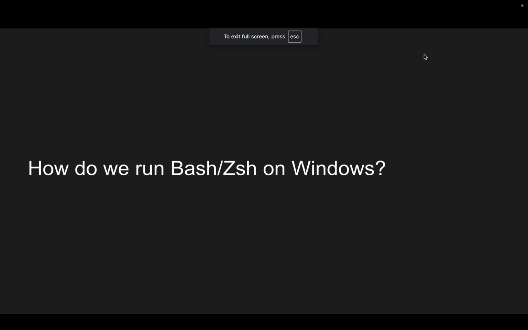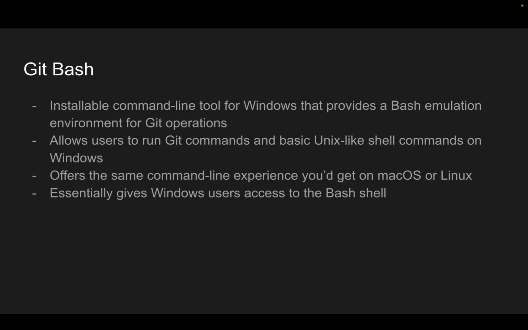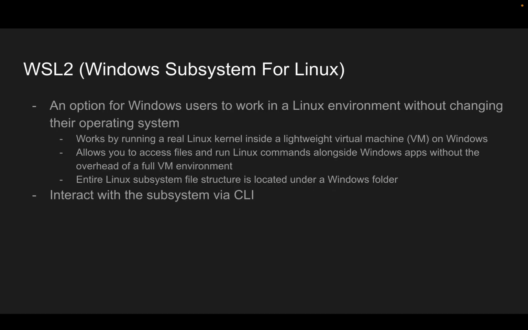So how do we run Bash and Zsh on Windows, right? So far we can only run PowerShell on Windows. To run Bash and Zsh on Windows, essentially running Linux on Windows, one way is to use Git Bash. Git Bash is a way of installing Git, so it comes with Git, but it also comes with Bash. If you install Git Bash, you'll have an application that you can launch that will allow you to run basic Bash commands as well as Git.